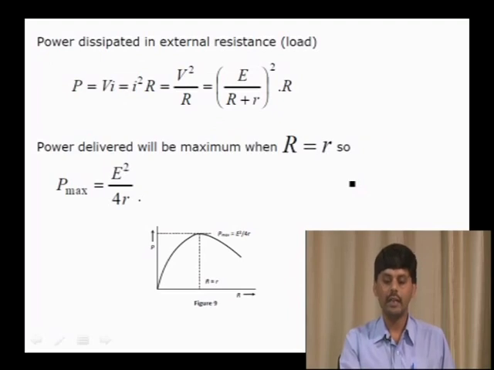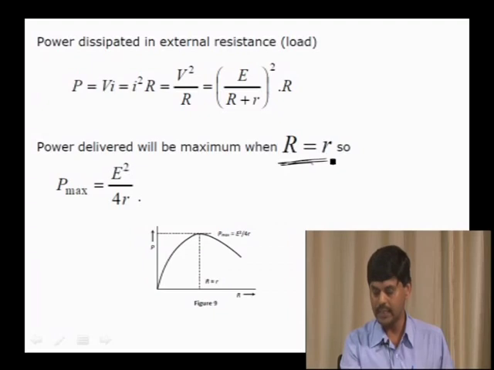Now the power dissipated in the external resistance: P is equal to VI, in terms of I square R, in terms of voltage V square by R. We know the expression for I, that is E divided by R plus r, so power is E divided by R plus r whole square into R. The power delivered will be maximum when capital R is equal to small r. It means that external resistance is equal to the internal resistance of the cell. Then the power dissipated is maximum. P maximum is equal to E square divided by 4r. If you plot a power versus resistance curve, we get a curve like this.